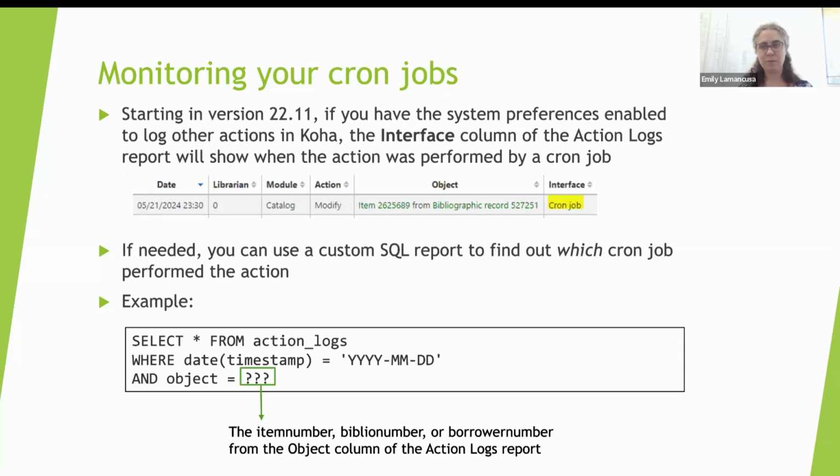So if I wanted to find out which cron job actually ran in my example screenshot from above, for the timestamp, I would put 2024-05-21. And then down in that object, I would look back up to the object column where it says item 2625689. I would just put in 2625689 as that object. If a whole bunch of things happened in the same minute, it might pull up more than one action log line. But it should have it narrowed down pretty well so that you can figure out which is the one you're going for.